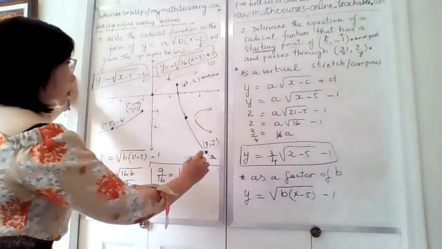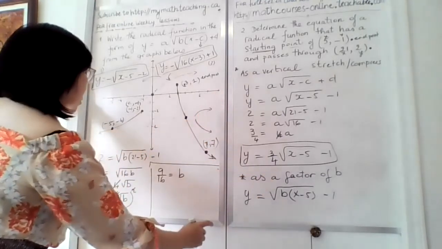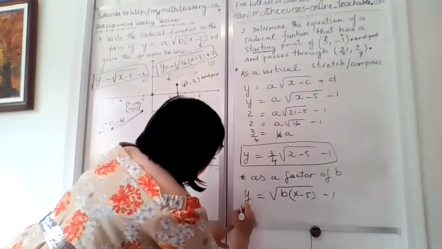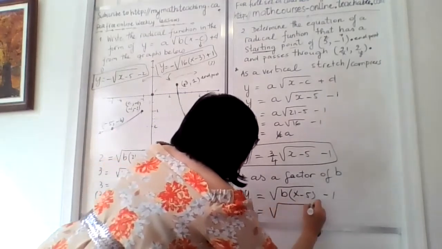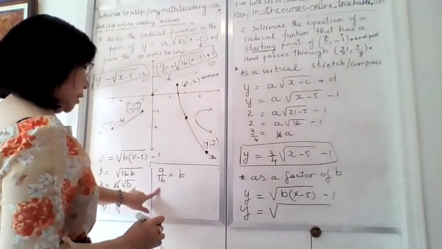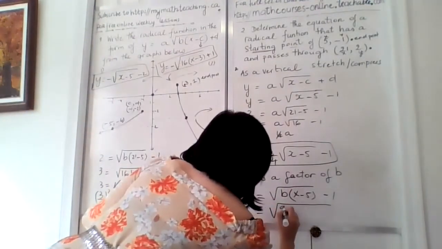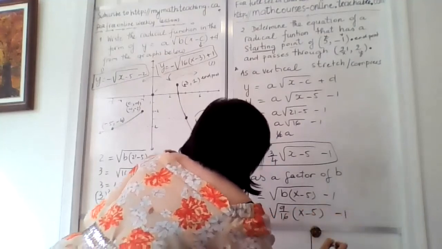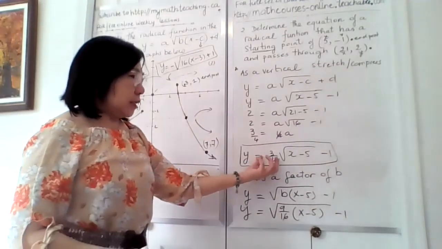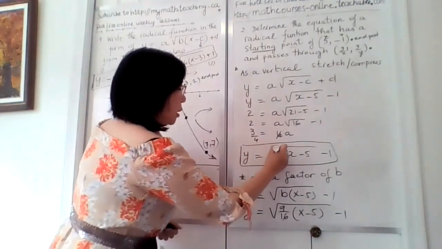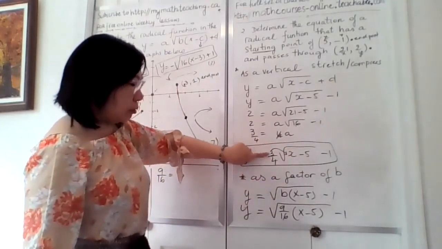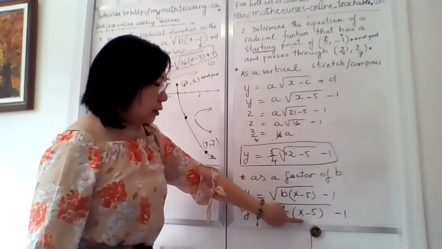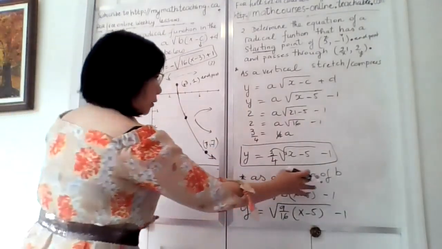So our equation as a factor b will become y equals, right here, our b is 9/16, right? 9/16 times the root of x minus 5, minus 1. Now, obviously, you can see that it's true. If we move this inside, we're going to have the power of the 3, which is equal to 9, and we're going to have the power of the 4 equal to 16. And that's our equation as a factor b.